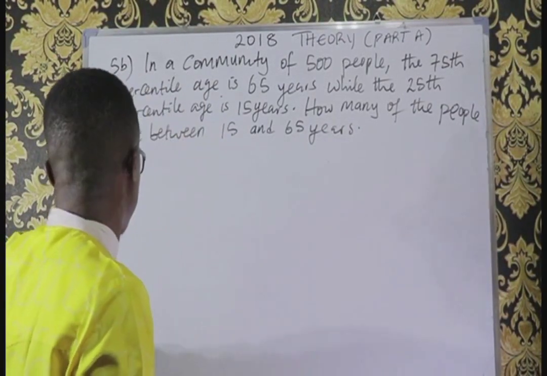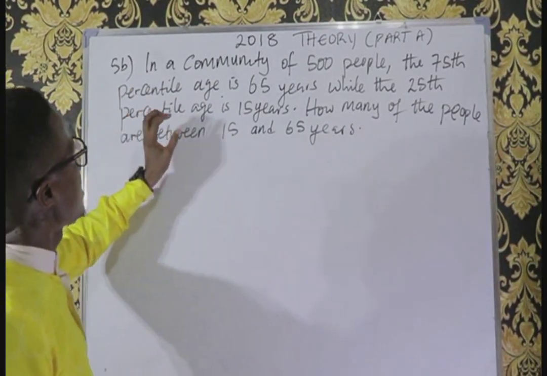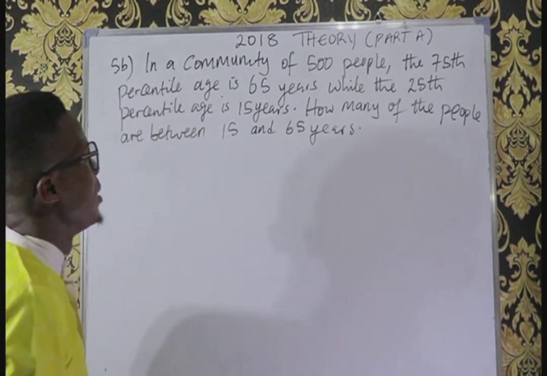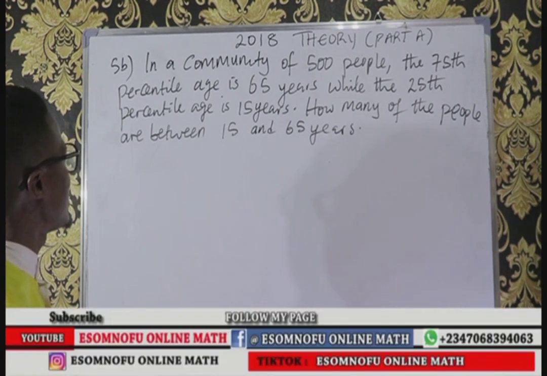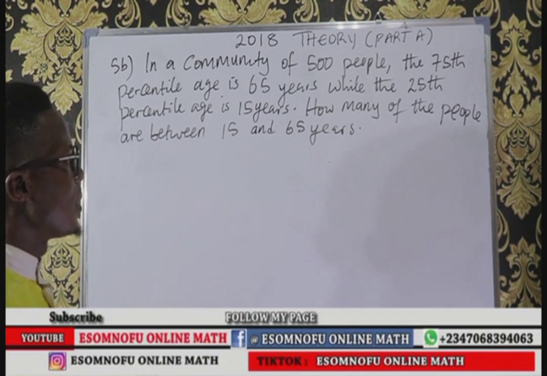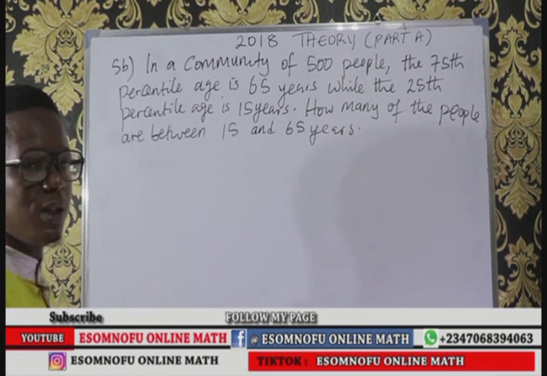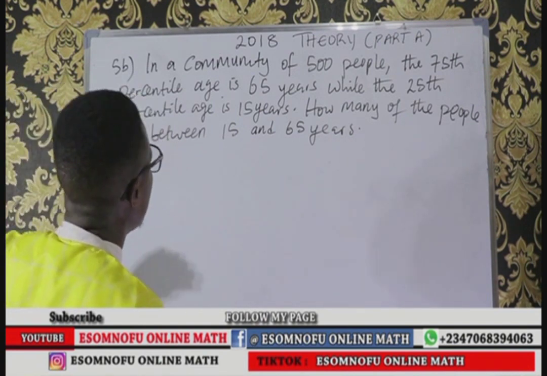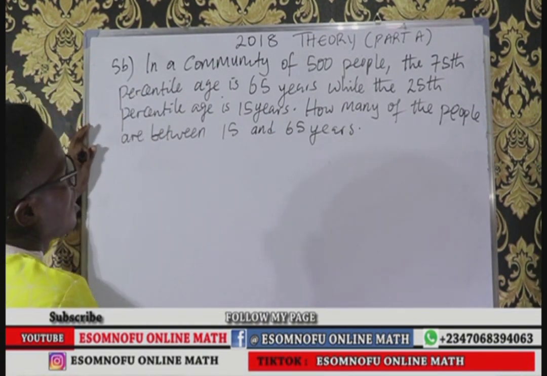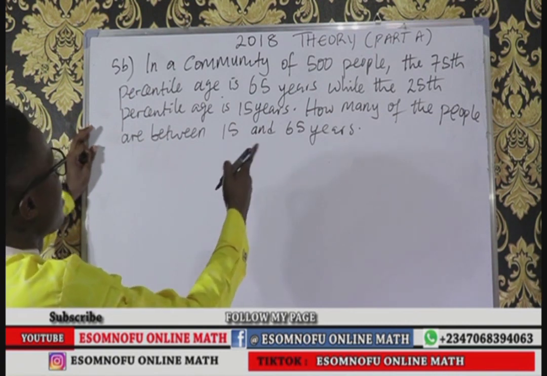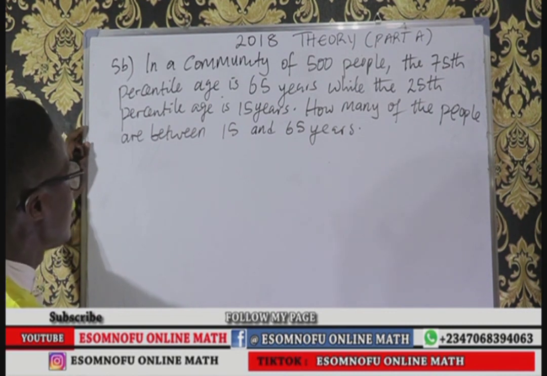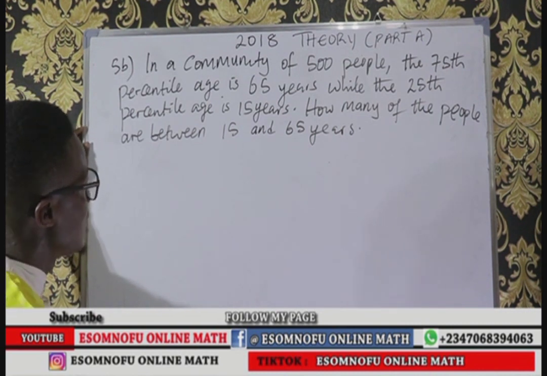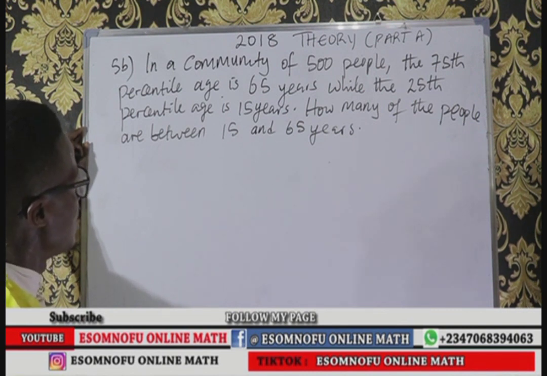Okay, in 5b, it says that in a community of 500 people, the 75th percentile age is 65 years, while the 25th percentile age is 15 years. How many of the people are between 15 and 65 years? Now, we have already been told that the 75th percentile age is 65 years, while the 25th percentile age is 15 years. How many people are between 15 and 65 years?